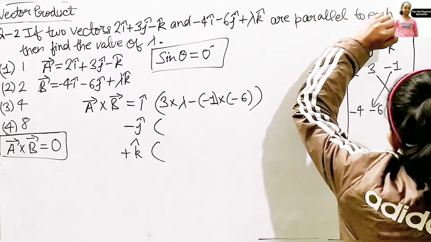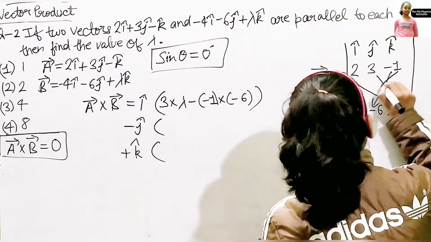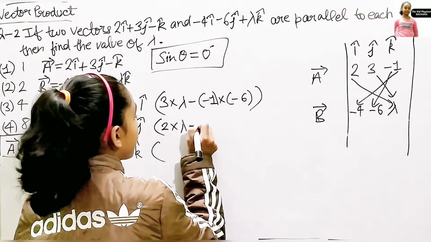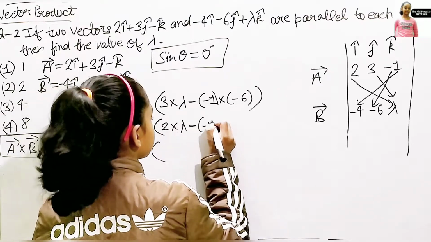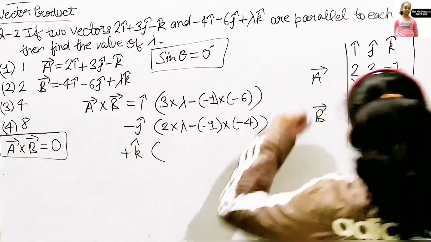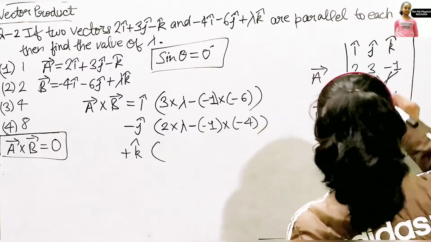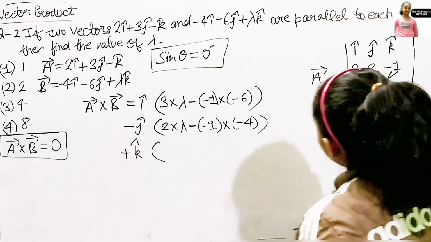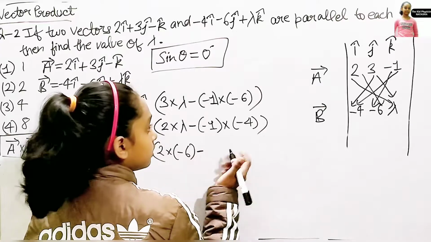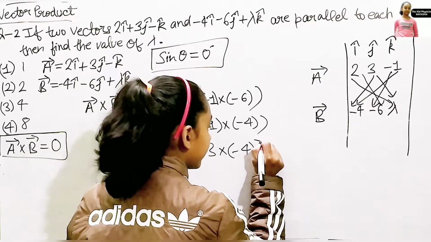Now minus j cap. Hide the row of j cap, hide the column of j cap. What you will get is 2 into gamma minus 1 into minus 4. Now k cap. Hide the row of k cap, hide the column of k cap. What you will get is 2 into minus 6, then minus 3 into minus 4. Okay, clear?